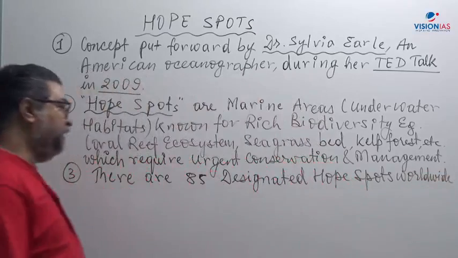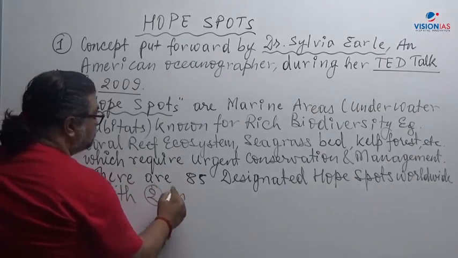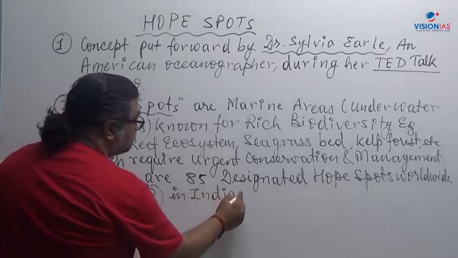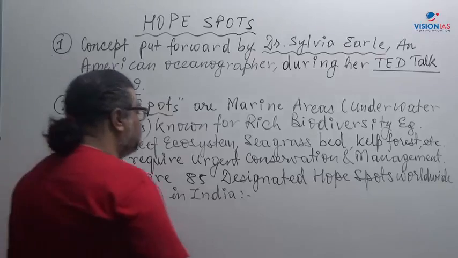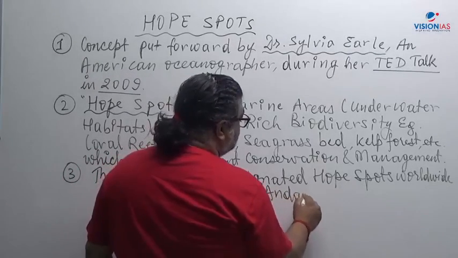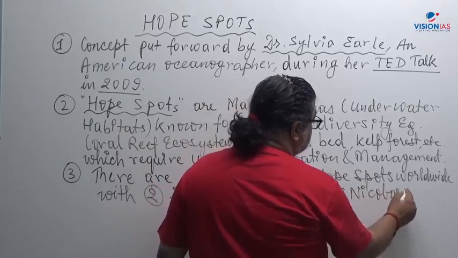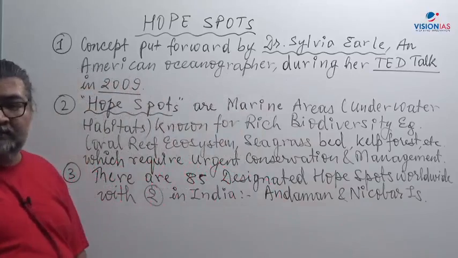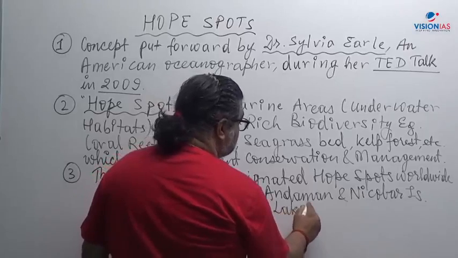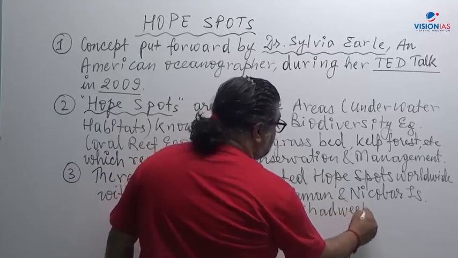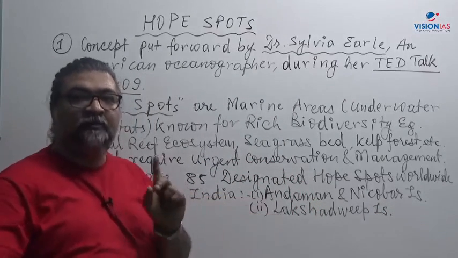There are 85 designated hotspots worldwide, with 2 in India. Which are the 2 in India? Andaman and Nicobar Islands, and also the Lakshadweep. Both of these island groups, the Andaman group and the Lakshadweep Islands, are made of coral reefs.